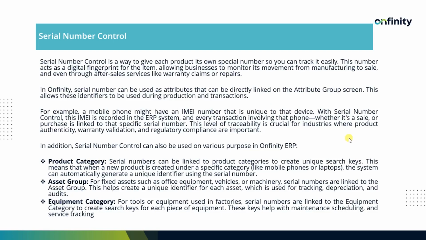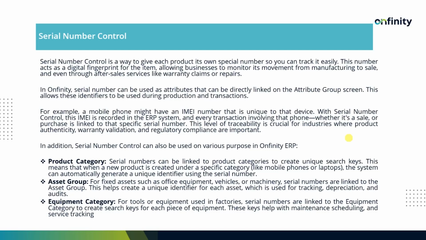For example, a mobile phone might have an IMEI number that is unique to that device. With serial number control, this IMEI number is recorded in the ERP system. Every transaction involving that phone, whether it is a sale or a purchase, is then linked to that specific serial number. This level of traceability is crucial for industries where product authenticity, warranty validation, and regulatory compliance are important.